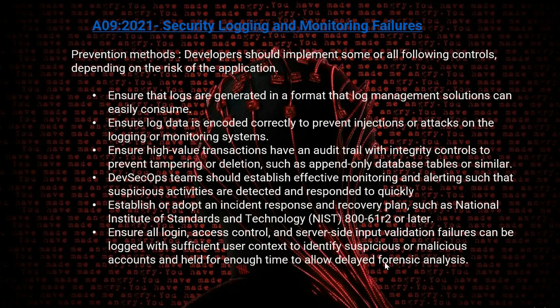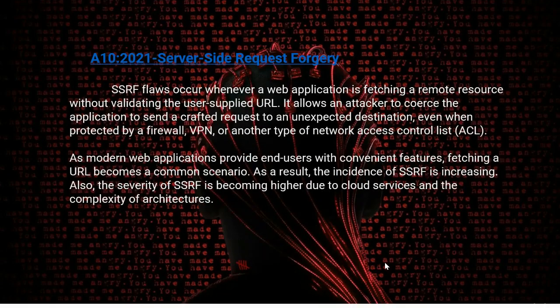The DevSecOps team should establish effective monitoring and alerting such that suspicious activities are detected and responded to quickly. Establish or adopt an incident response and recovery plan, such as the National Institute of Standards and Technology's. Ensure all login, access control, and server-side input validation failures can be logged with sufficient user context to identify suspicious or malicious accounts, and held for enough time to allow delayed forensic analysis. These are the major steps to follow for security logging and monitoring, so that any false attempts are not missed.